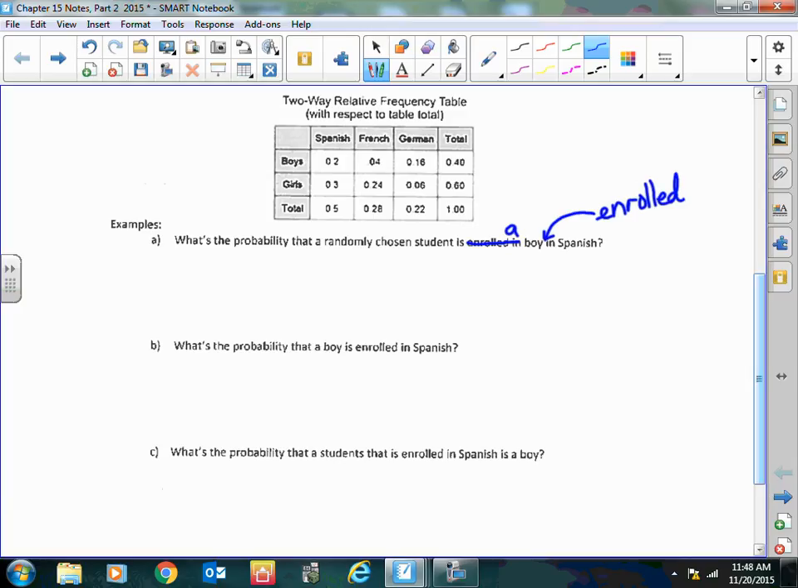A, again, says, what's the probability that a randomly chosen student is a boy enrolled in Spanish? Versus, what's the probability that a boy is enrolled in Spanish? What's the difference in those two?